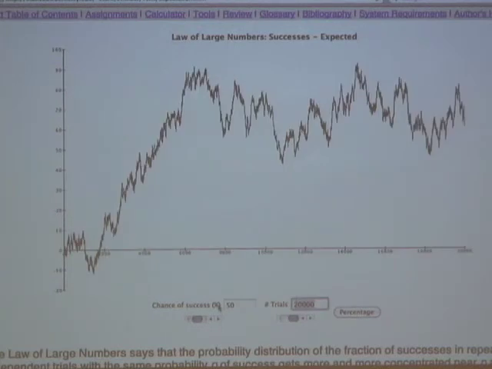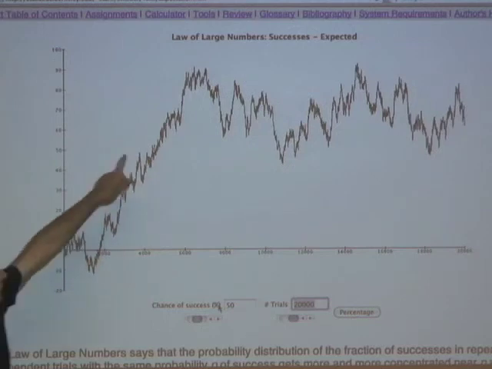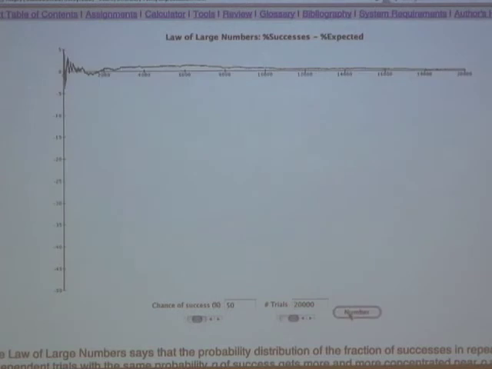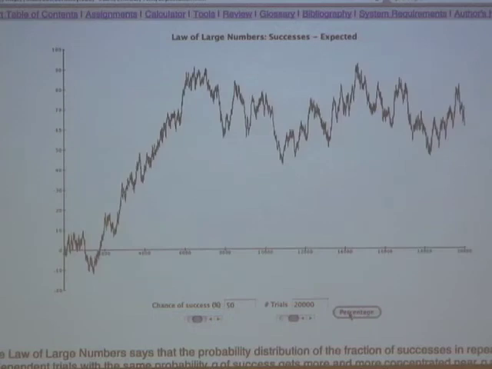Okay, here it is for an example for a fair coin. So this is the difference between the number of successes and 50% of the number of trials. And it just wanders off. But if we look at the difference between the percentage of successes and 50%, it tends to get small. What's the relationship between the number of successes and the percentage of successes?